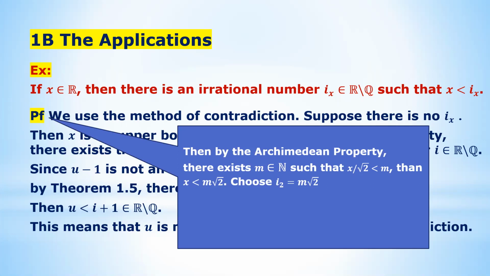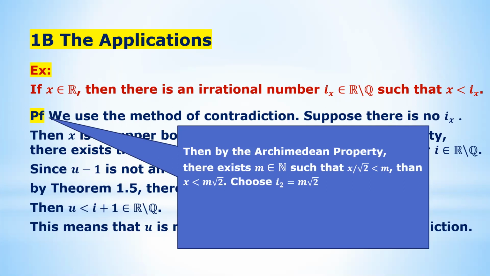Okay, so part of the proof is already shown during the lecture. For instance, suppose you want to find I2 exceeding x. Based on the Archimedean property, you can see that there is an integer m such that, instead of using x, you are using x divided by square root 2, and I assume that square root 2 is irrational. So for x divided by square root 2, you know that there is an integer greater than this number. This is guaranteed by the Archimedean property.